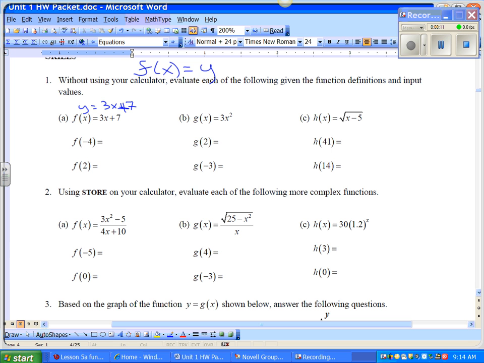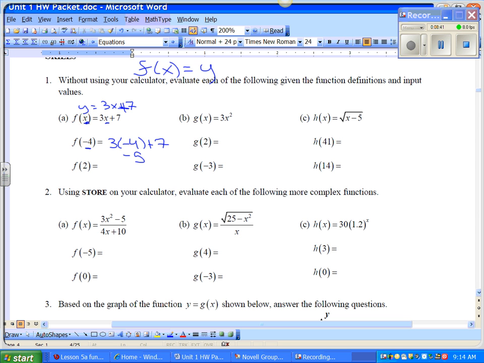What did I replace x with? X. What's it being replaced with? -4. So what am I going to replace x with? So 3 times -4 plus 7. You've done this before. Is it coming back to you? It's not hard. So 3 times -4 is -12 plus 7 is, okay, that's all you're doing.